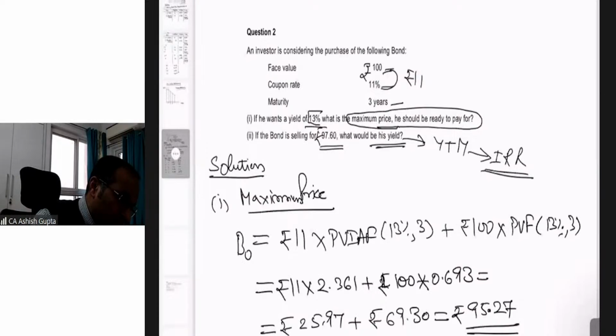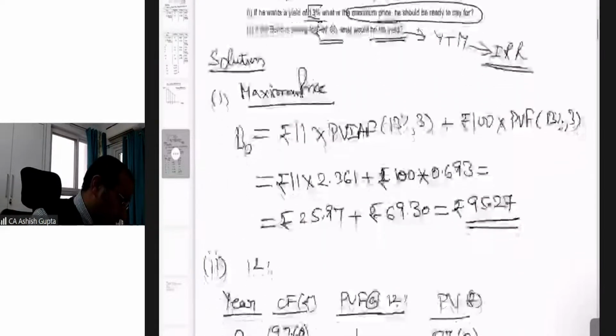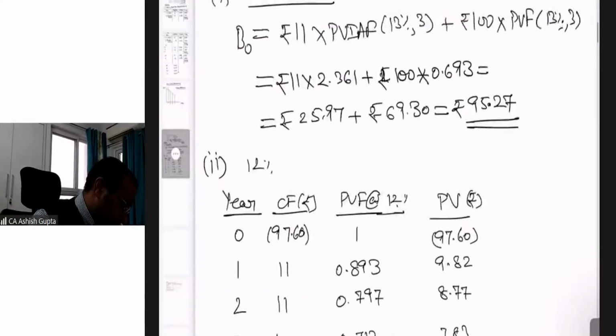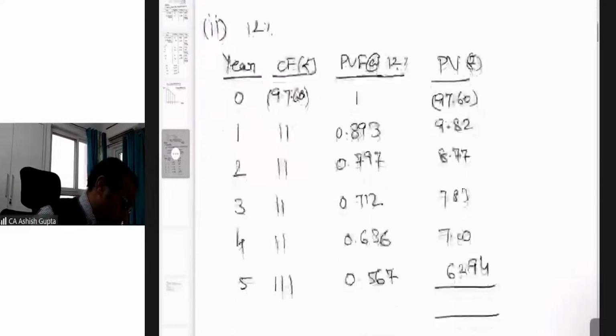Yeah, it's my mistake, student, sorry. I have considered it up to the 5 years. Manisha, you are correct, beta. I have to consider 3 years here. Sorry.